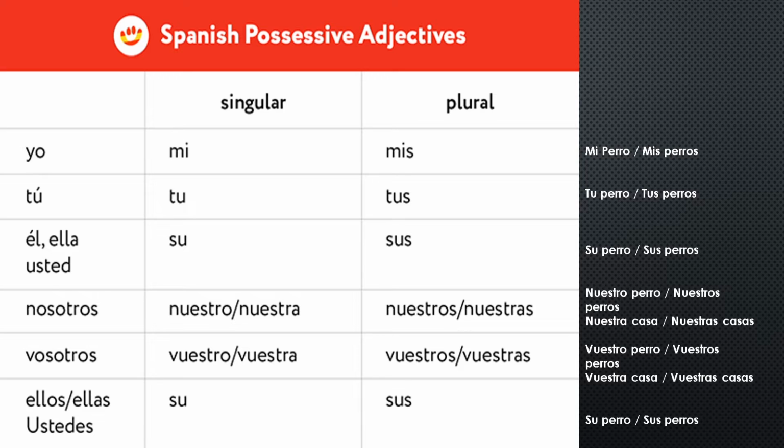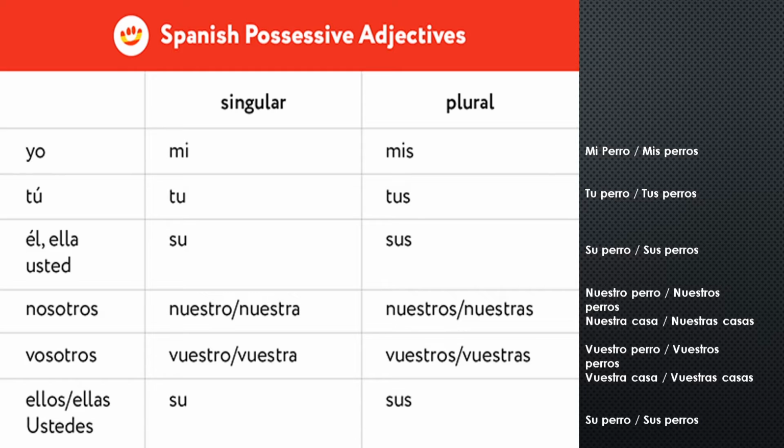With the casual you person, we would have tu and tus: tu perro, your dog, tus perros, your dogs. With él, ella, or usted, he, she, or you formal, we would have su or sus. This is very important, guys. So this means that él, ella, or usted use the same possessive adjectives, su and sus. So these can mean his, her, or your when speaking formally to somebody. For example, we have su perro, his dog, her dog, or your dog, or the plural, sus perros.